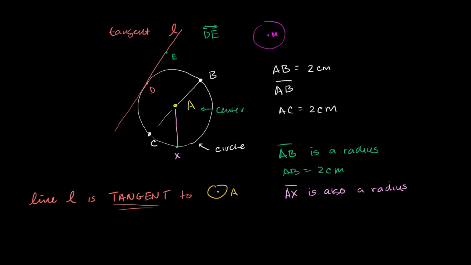I want to be very clear. Point A is not on the circle. Point A is the center of the circle. The points on the circle are the points equidistant from point A. Now, L is tangent because it only intersects the circle at one point.